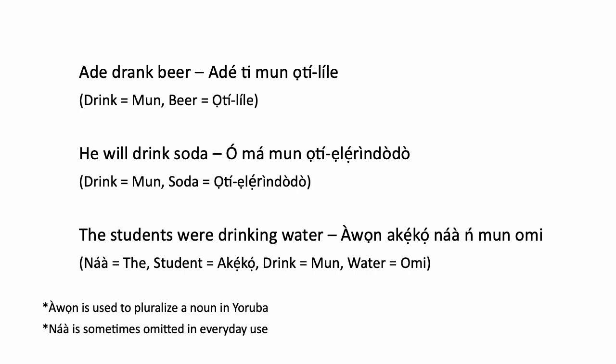Ade drank beer is Ade ti mu oti lile. Ade ti mu oti lile. Here, the verb drink is mu, while beer is oti lile. The auxiliary ti is used to indicate that the event took place in the past.